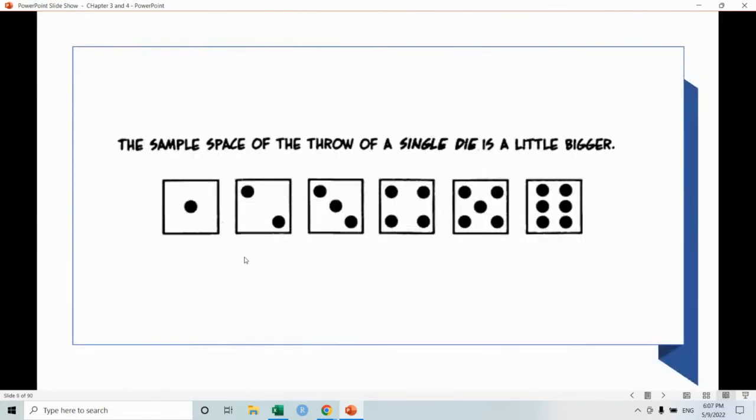If we were using just 1 die and we were to roll it, there are 6 possible sides to that die. So the sample space of the throw of a single die is a little bigger. It's 1, 2, 3, 4, 5, and 6.